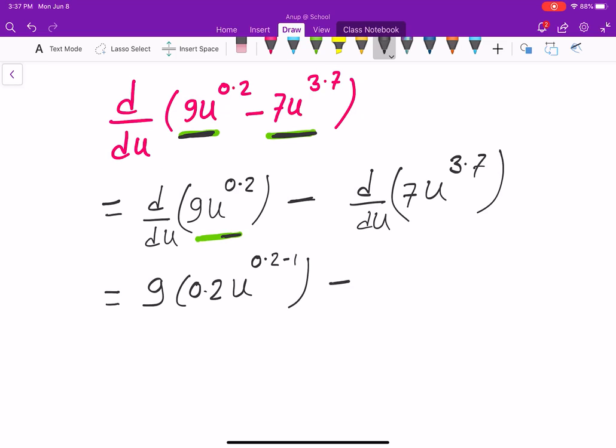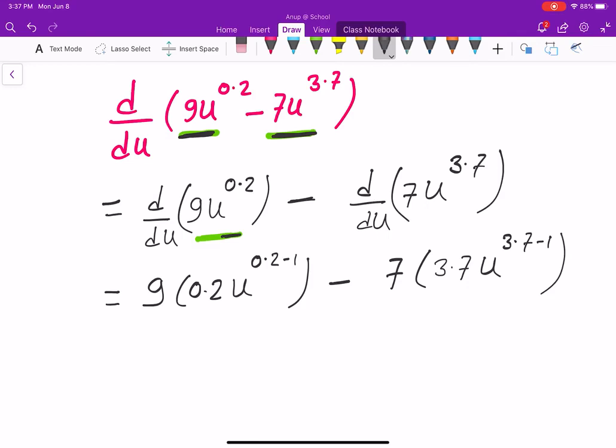In a similar way, we can find the derivative of 7 times u to the power 3.7 as 7 times 3.7, right? So the derivative of u to the power 3.7 will be 3.7 times u to the power 3.7 minus 1 by using the power rule. So this is what we have.